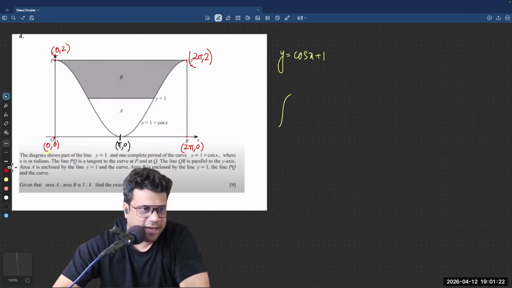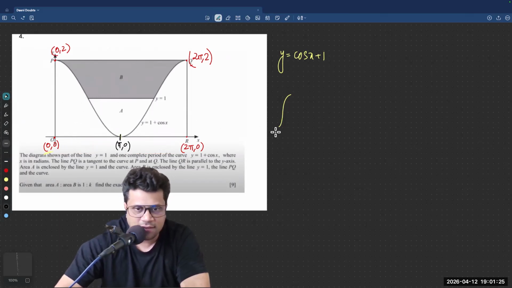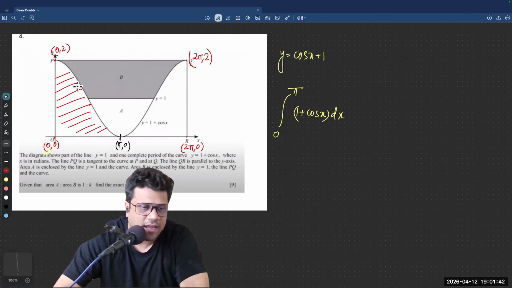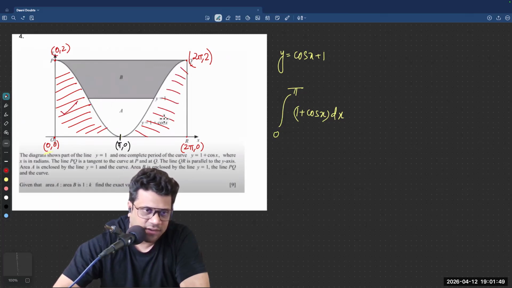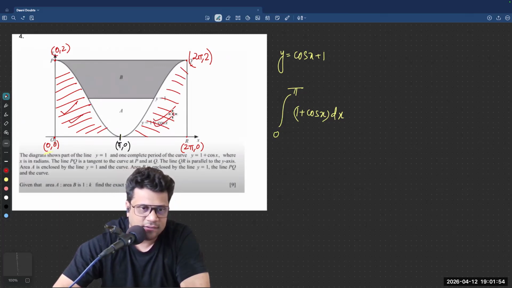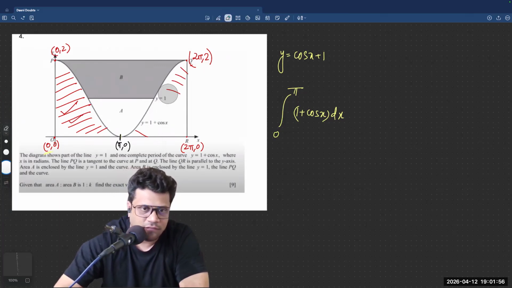So this is definitely pi comma 0. I'm going to integrate the curve between 0 and pi, 1 plus cos x. This gives me this area. When I integrate the curve between 0 and pi, this is the area I'm going to get. Well, I'll double that to get this whole thing, this one and this one added, because they're the same. So these two added is what I'm going to find out first.